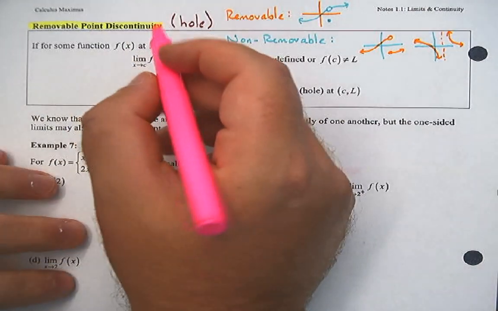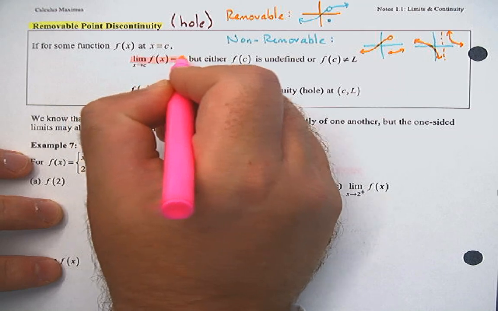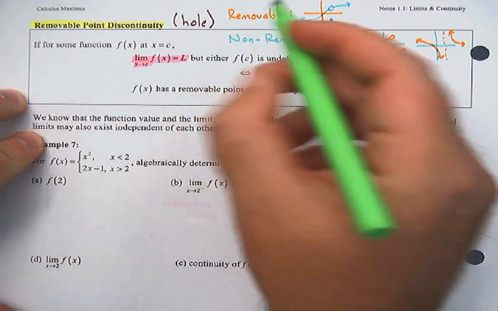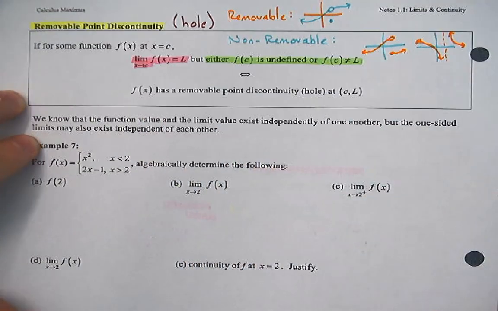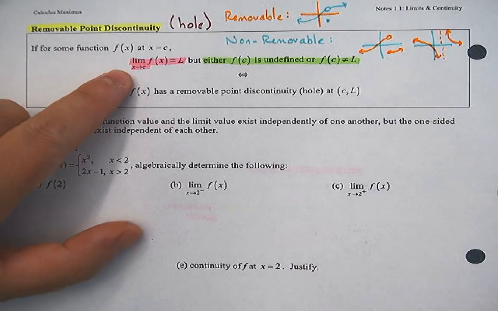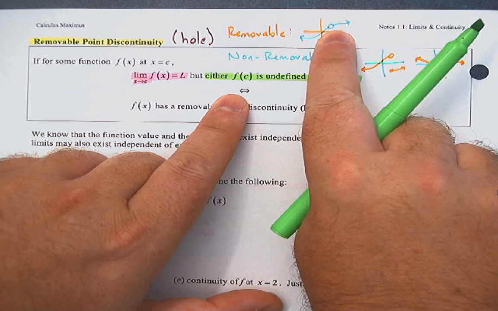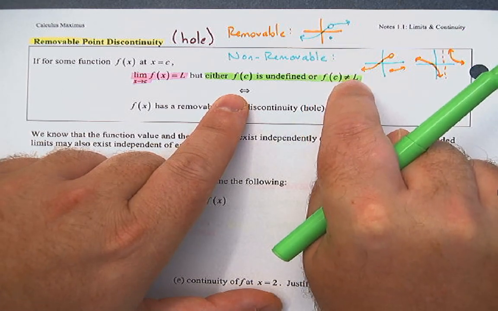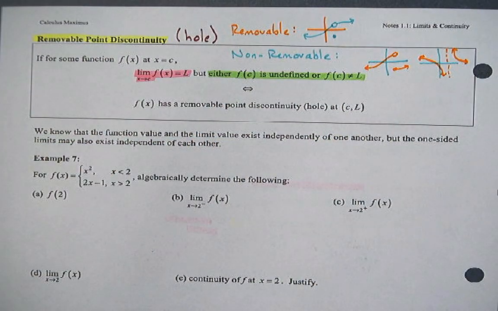So, how would you know if you have a removable discontinuity or a hole? If your limit exists, but when you get to the point, either the point is undefined or the point is not the same as the limit. So you know you have a limit, but either there is no point there, that was the scenario where I covered up, there is no point there, or when you get there, the point is not the same as whatever height your limit is. So we would call this a hole.